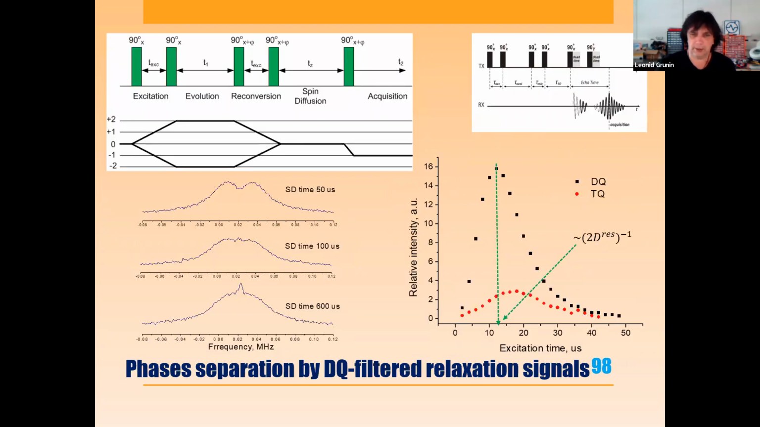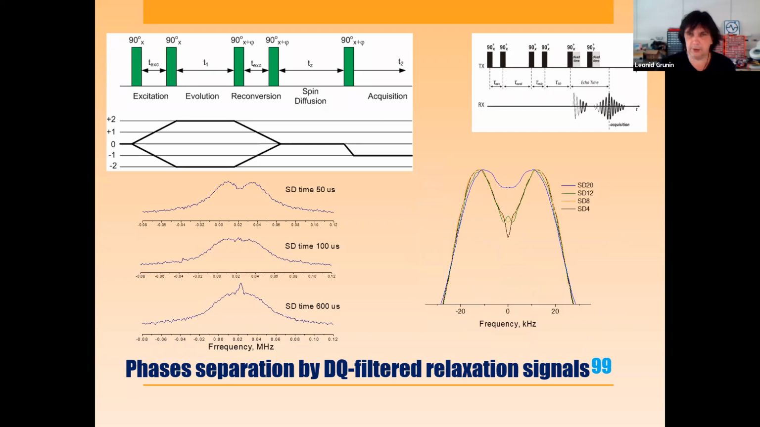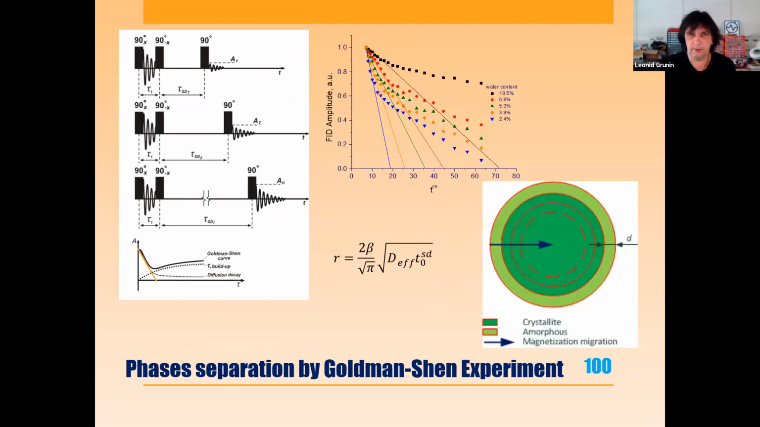Well, I think this is something that we discussed. In the Goldman-Shen experiment, I'm coming again to something that I was talking about. We discussed yesterday spin-lattice relaxation, where there is the internal part of a crystal and the outer part of a crystal, which we call amorphous for, let's say, polysaccharides.